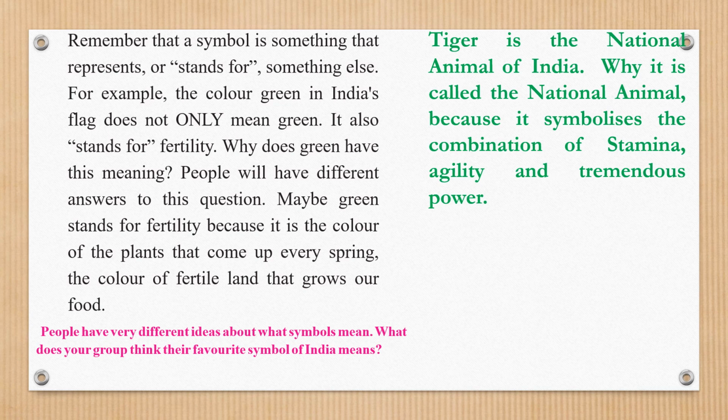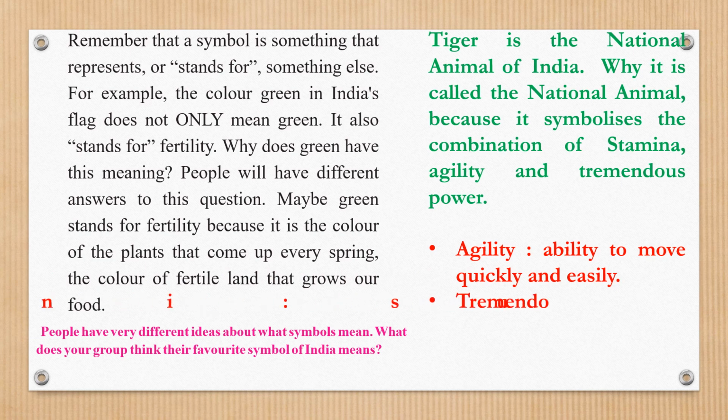So try to find out, children, what is your favorite symbol of India. Here on the right hand side, this is my favorite symbol of India, tiger. Tiger is the national animal of India. Why is it called the national animal? Because it symbolizes the combination of stamina, agility and tremendous power. Agility, ability to move quickly and easily. Tremendous, intensity.